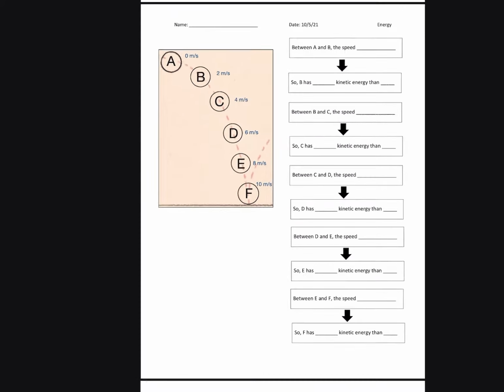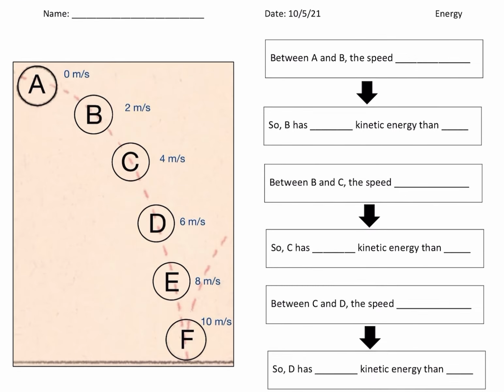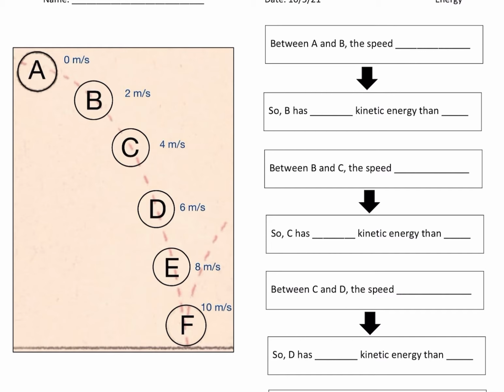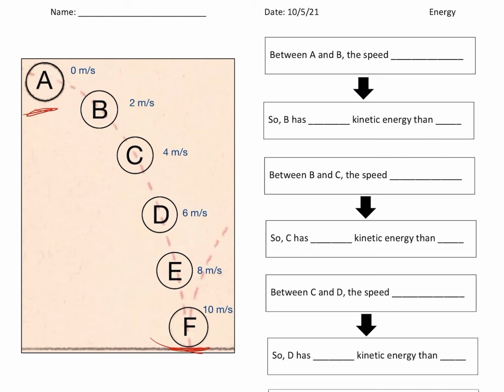And now we have our last thing of notes, people, and then you'll be done. So we're going to look at when you drop a ball from point A to point F, okay? And so you're looking at what happens to the speed as it gets faster. So between A and B, the speed goes from 0 to 2 meters per second. So the speed increases, which means that B is going faster, so it's going to have more kinetic energy than A.